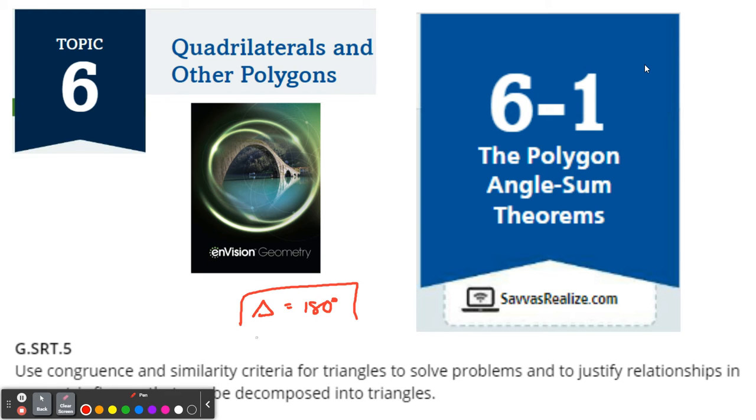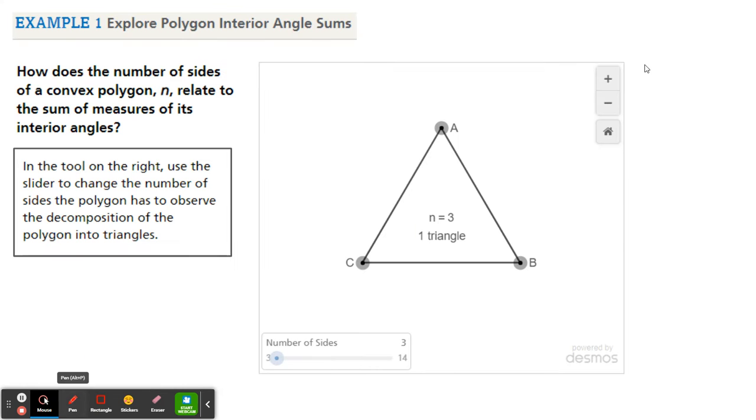Well, now, what if we explore more polygons? What if we talk about quadrilaterals, pentagons, hexagons, those kinds of things? So, how does the number of sides of a convex polygon, n, relate to the sum of the measures of its interior angles? Convex just means that there's nothing jutting in. All I can say is that nothing juts in. So, most of the polygons we deal with are convex.